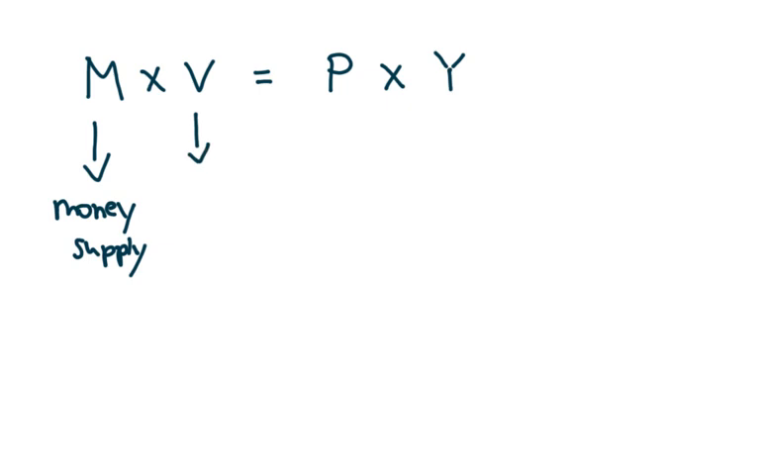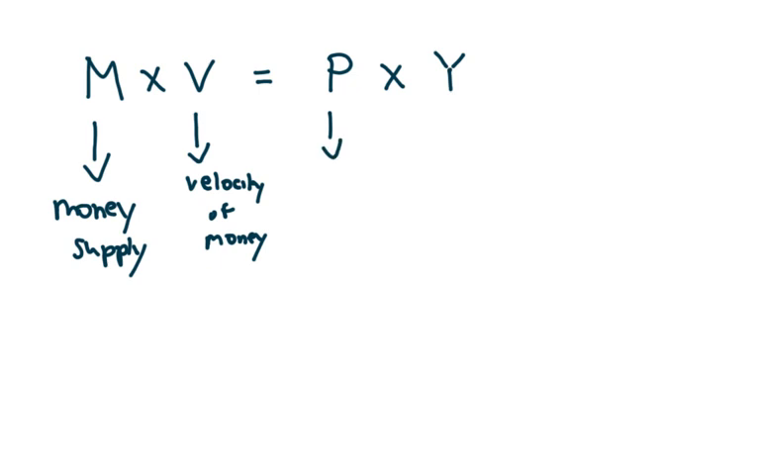The V is a new term. This is called the velocity of money. And this is how often money changes hands on average between people. So every time a dollar changes hands, how many times is that happening? That's the velocity of money. Think of money like a car here. How fast is the car traveling? How many times is money changing hands? The more frequently money is changing hands, the greater the amount of times a dollar is spent and then respent, that is a greater velocity of money.